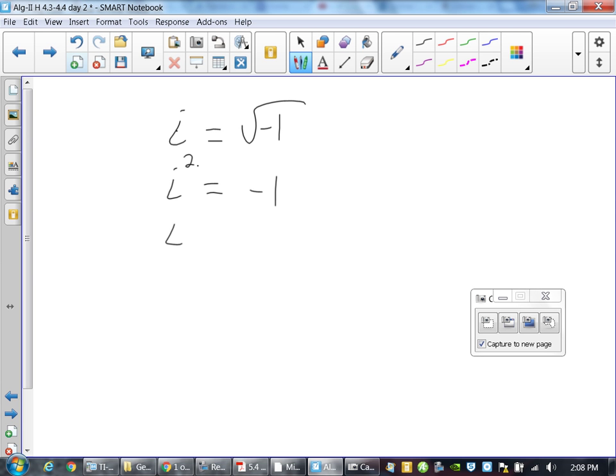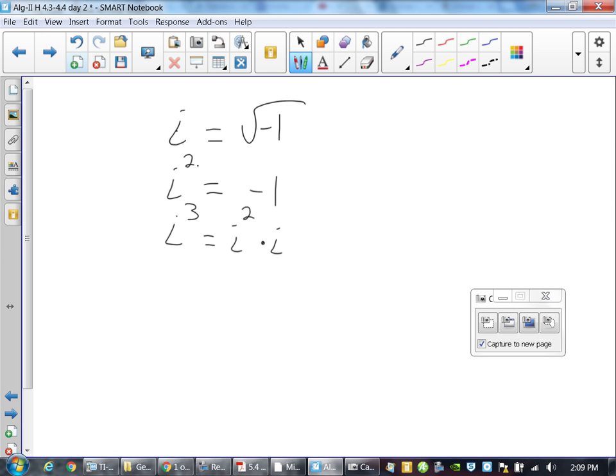What about i cubed? Well, remember, i cubed is the same thing as i squared times i. Remember your exponent properties from a long time ago? When you're multiplying variables together, you add your exponents. It works the same way with i values, and the same way with integers.